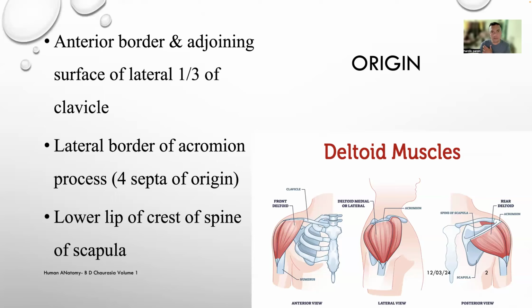So the anterior fiber from the lateral one third of the clavicle, मिडिल फाइबर या तो उसको एक्रोमियल फाइबर भी कहा जाता है जो मल्टीपिनेट है, वो आपके एक्रोमियल प्रोसेस के लेटरल बॉर्डर से ओरिजिन होगा. And the posterior fiber originates from the lower lip of the crest of the spine of the scapula.